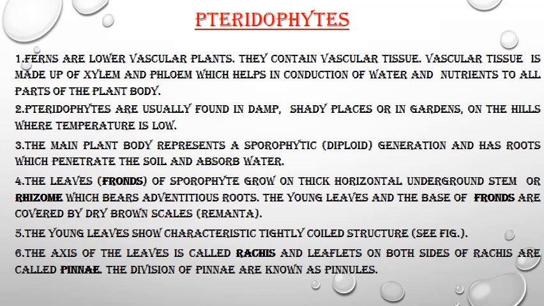The leaves, which are also called fronds, of the sporophyte grow on a thick horizontal underground stem or rhizome which bears adventitious roots. The young leaves and the base of fronds are covered by dry brown scales called ramenta. The young leaves show a characteristic tightly coiled structure. You can see in the next figure. The axis of the leaf is called rachis and the leaflets on both sides of the rachis are called pinnae. The divisions of the pinna are known as pinnules.